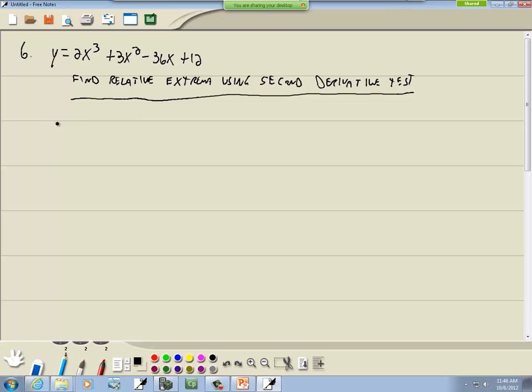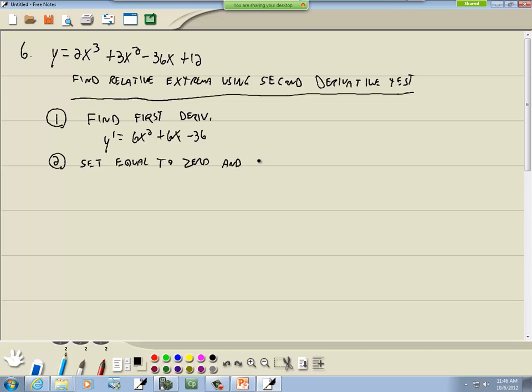So let's take a look at the steps for using this. Step 1. Find the first derivative. Okay, so y prime would equal 6x squared plus 6x minus 36. Set equal to 0 and solve.